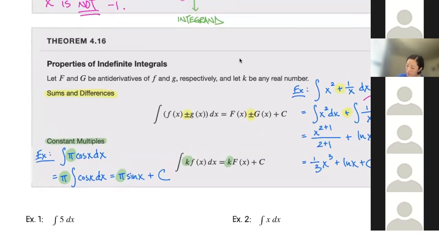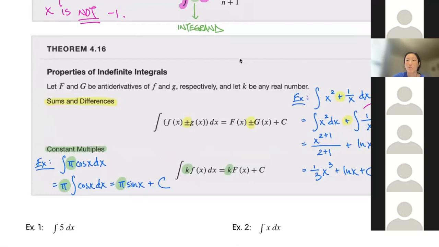So let me pause here for a moment. We've talked about two fairly juicy examples here. Are there any questions so far?